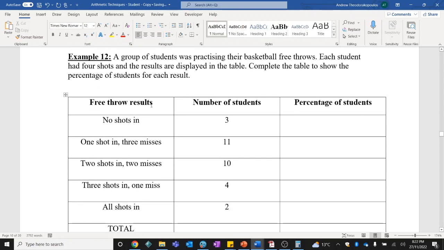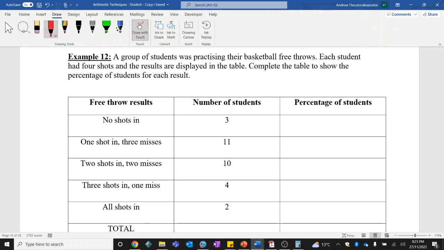All right, so a group of students practicing their basketball free throws. Each student has 4 shots and the results are displayed in the table. Complete the table to show the percentage of students for each result. Now these are the number of people. 3 people did not get any in. So how do we work out what the percentage is for those who got none in?